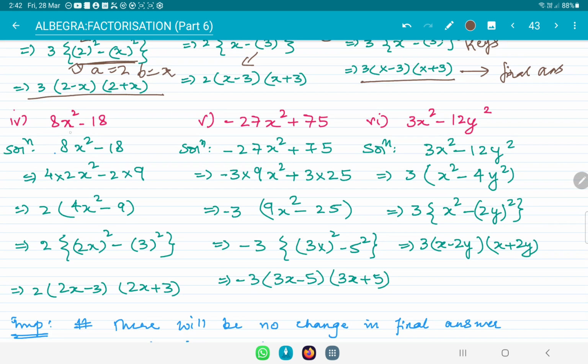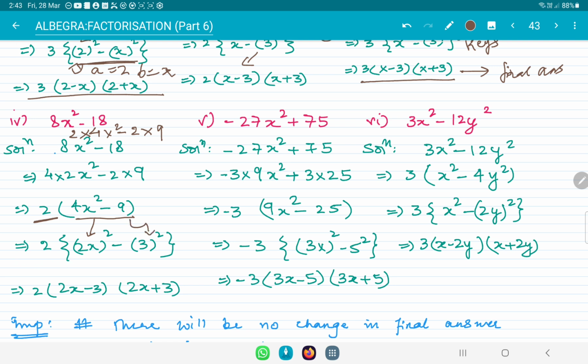So we can write 8x square as 2 into 4x square, and 18 can be written as 2 into 9. So now you can see easily that the common factor is 2. So 2 will come out of the bracket, and inside the bracket it will be 4x square minus 9. Again 4x square can be written as 2x whole square, and 9 can be written as 3 square.